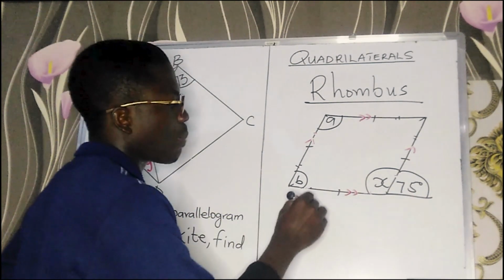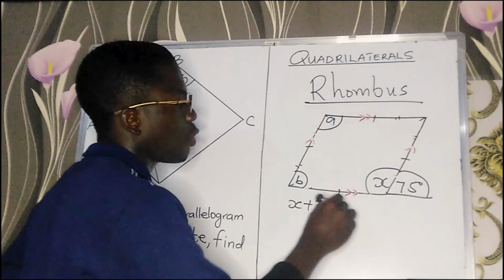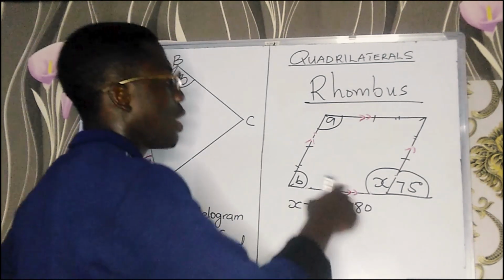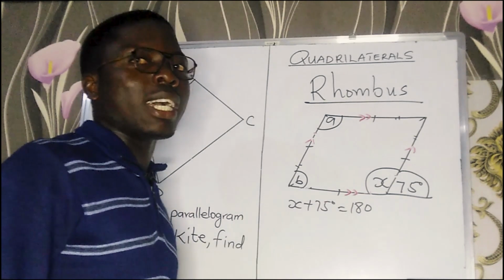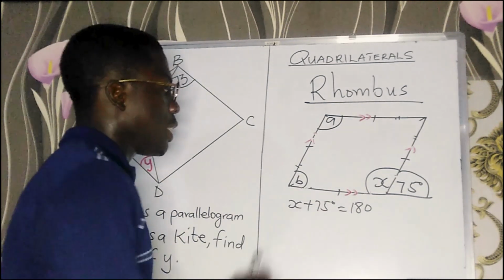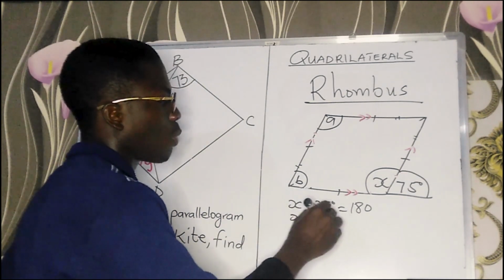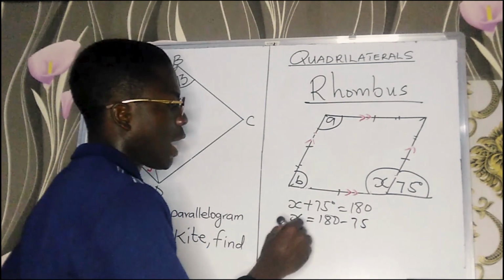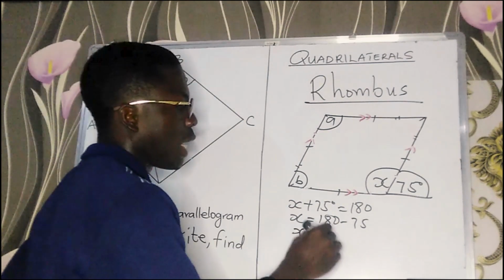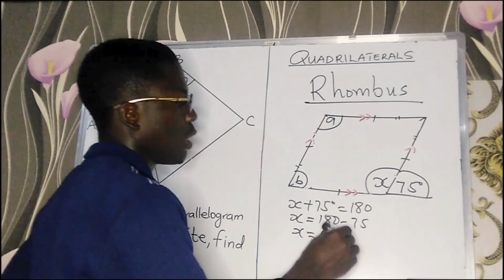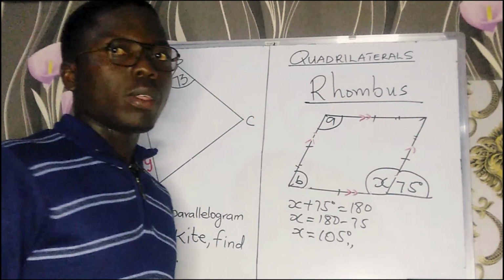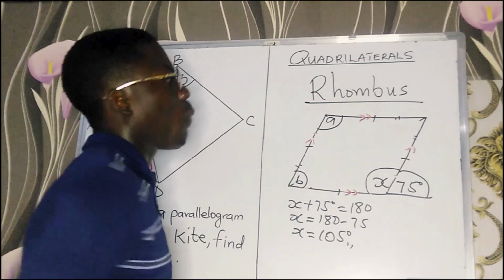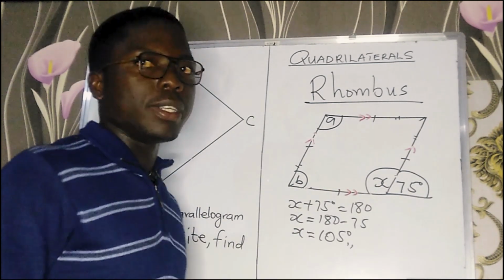So I have my x plus 75 degrees should be equal to 180, because supplementary or straight line angles add up to 180. And I should have my x equal to 180, this being transposed 75, and then our x will turn to 105 degrees. So we have our x to be 105 degrees.